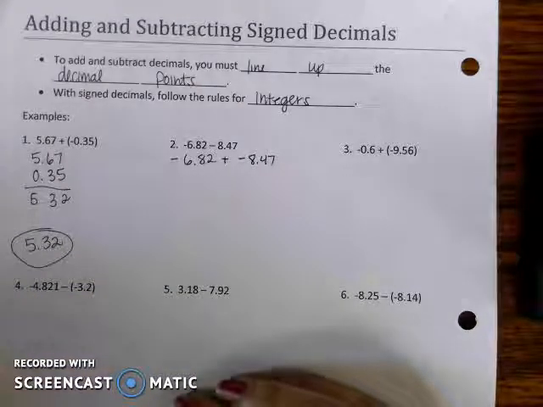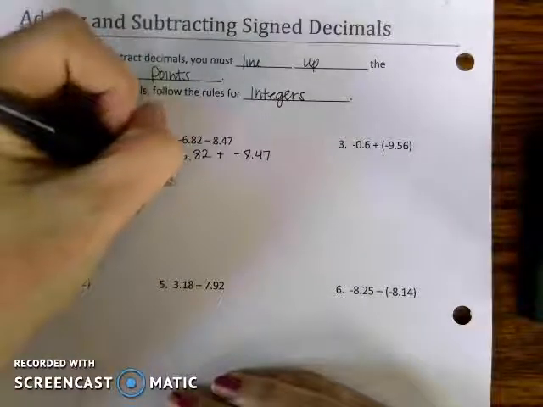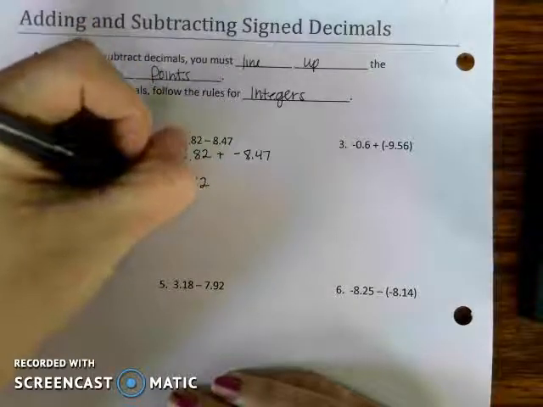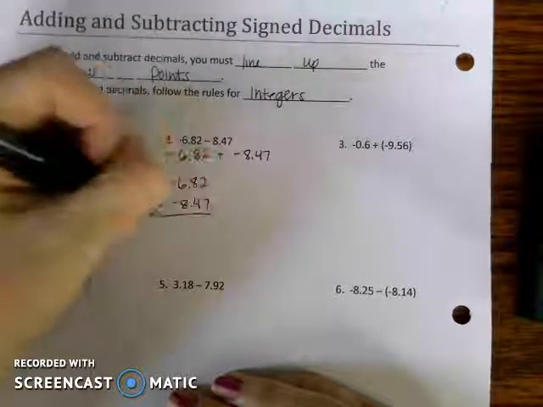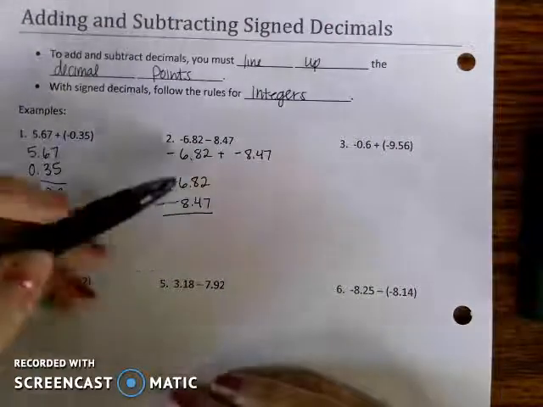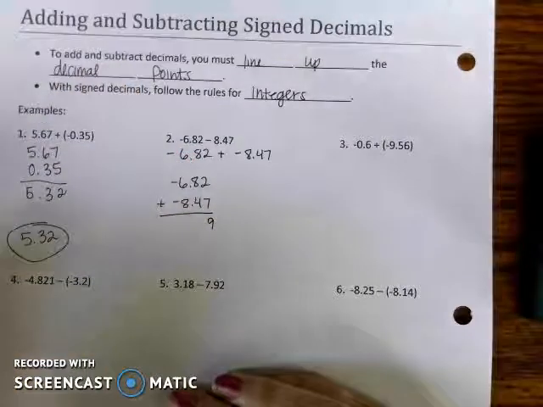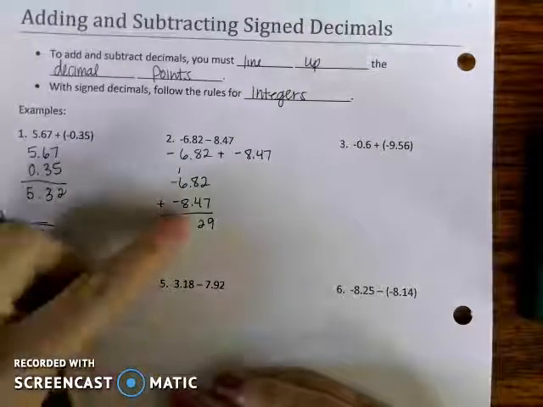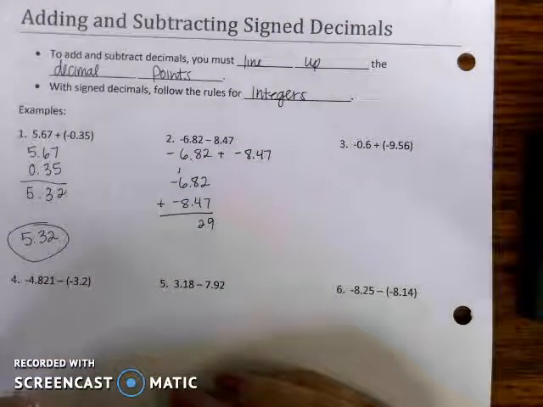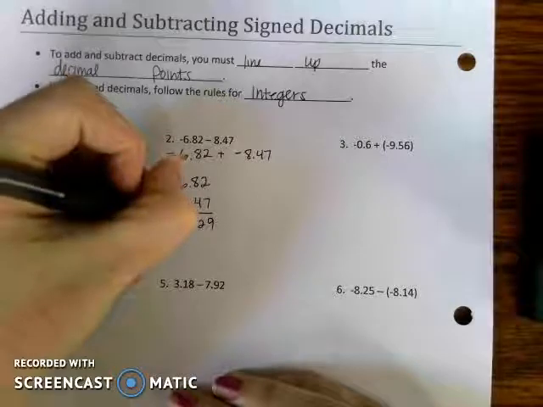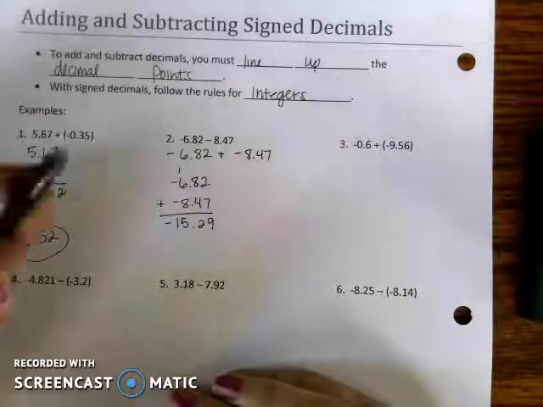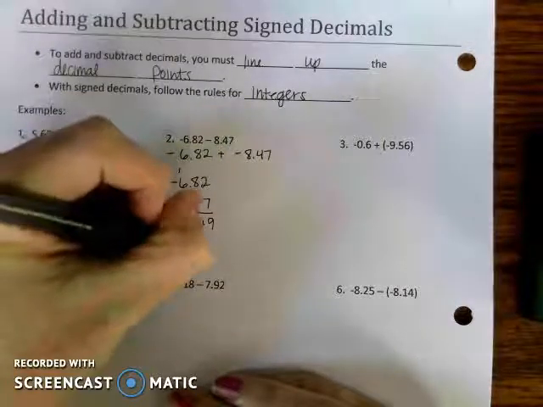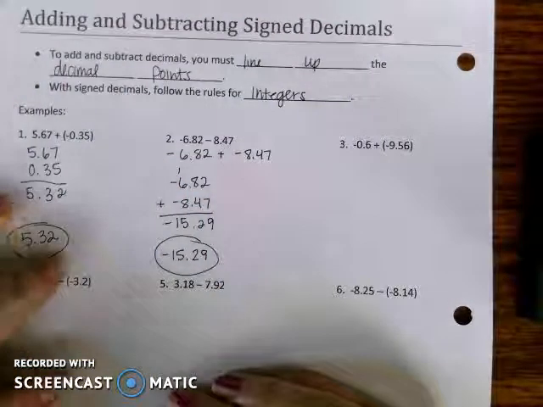And so now I have an addition problem, so I'm going to line up my two numbers, and since my signs are the same, I am going to add and keep my sign. So 2 plus 7 is 9. 8 plus 4 is 12. I'm going to carry a 1. 8 plus 6 is 14, plus an additional 1 is 15. So my answer, once again, add and keep the sign. So my answer is going to be negative 15 and 29 hundredths.